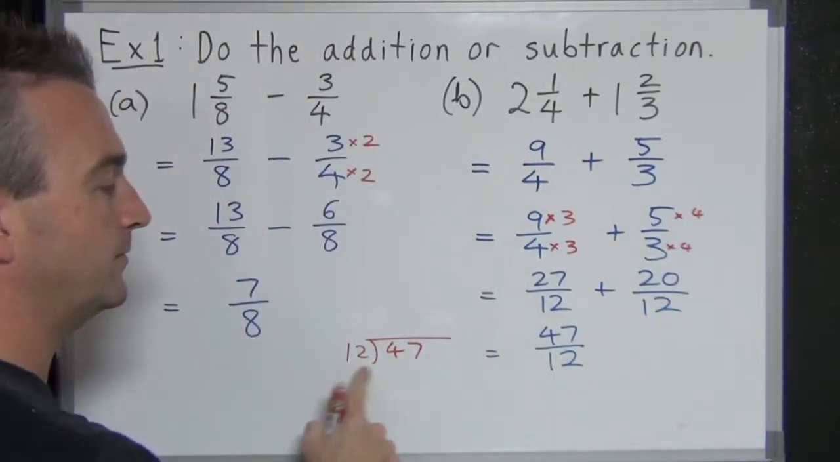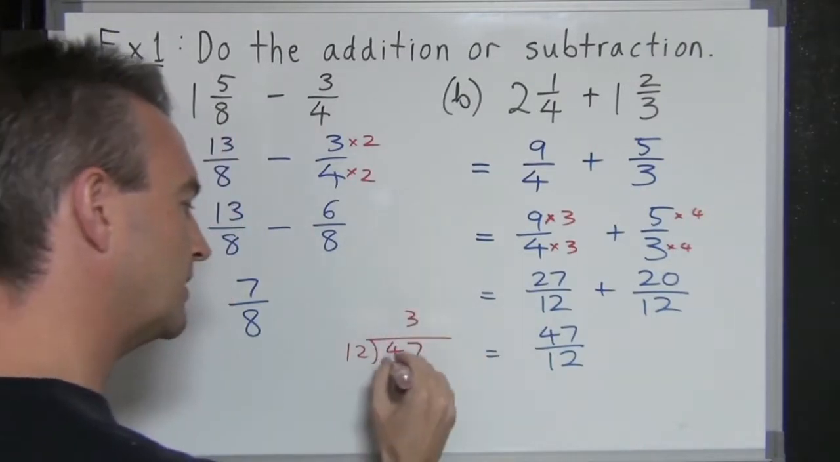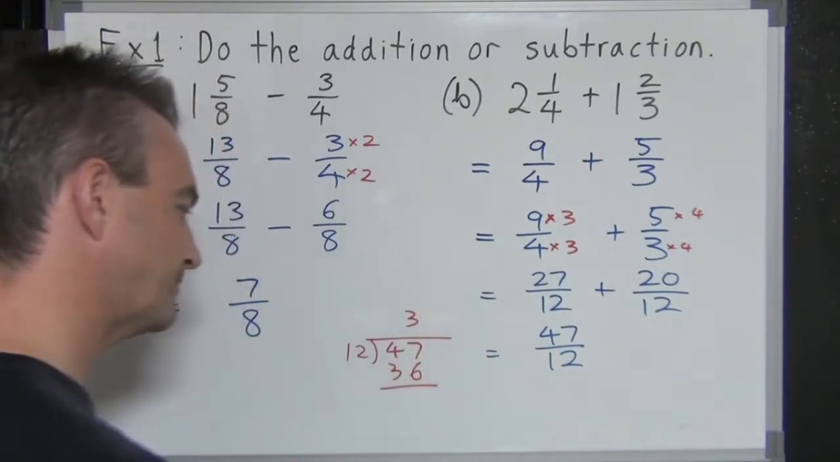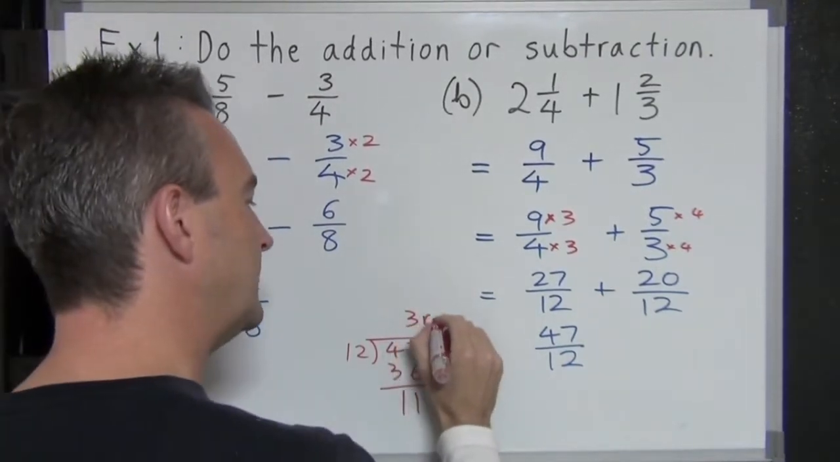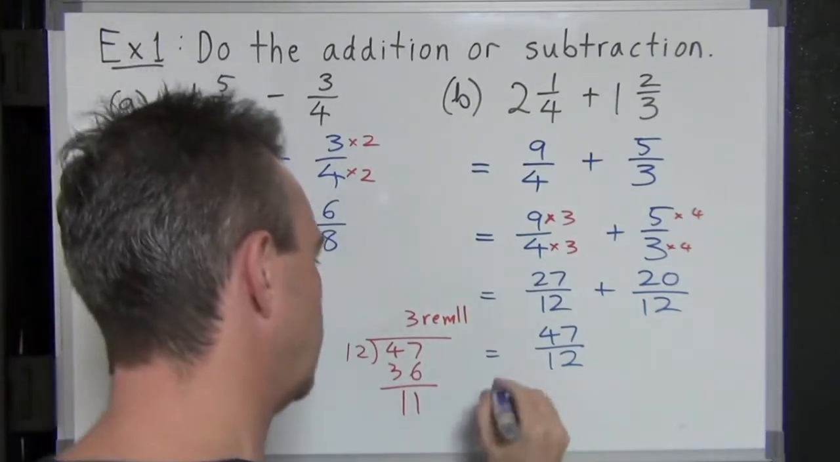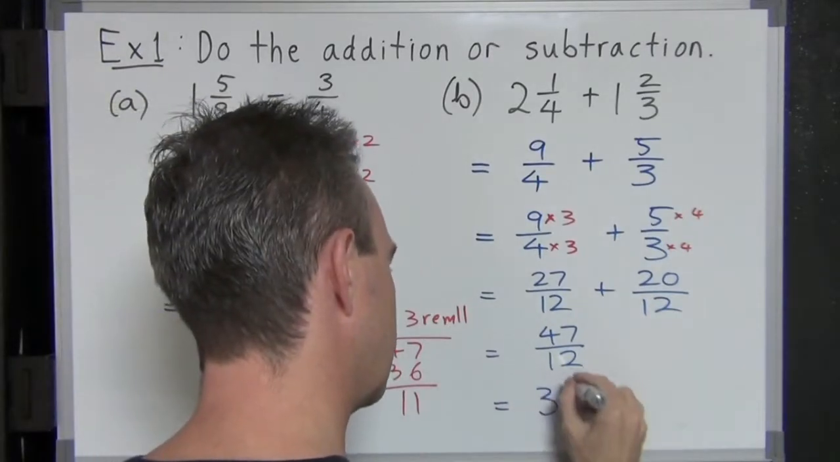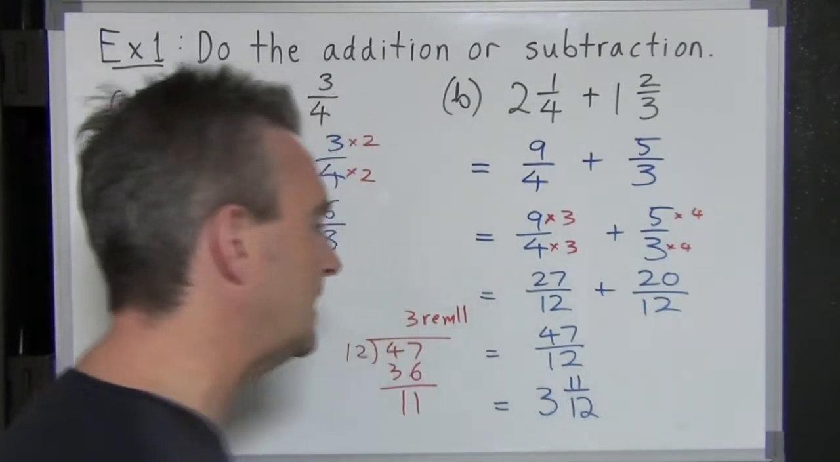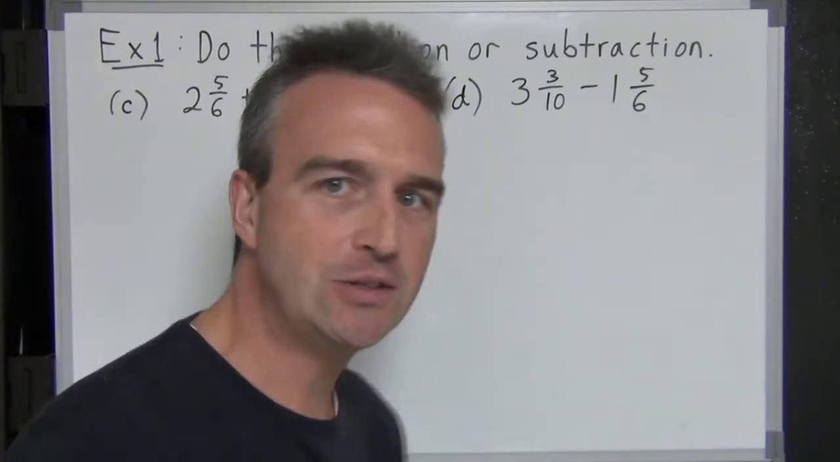Oh no, 12 fours are 48. So it's not going to be 4, it's going to be 3. 3 12s are 36. That will be 11. So we have 3 remainder 11. So our answer as a mixed number is going to be 3 and 11/12. Pushing on with example 1, we have C and D to do as well.